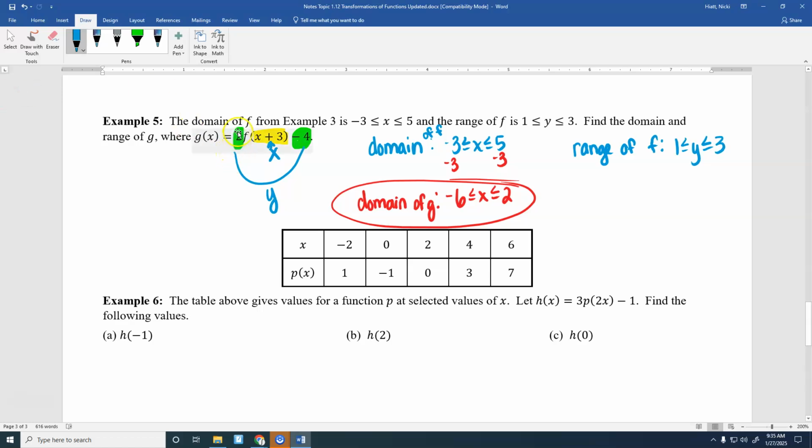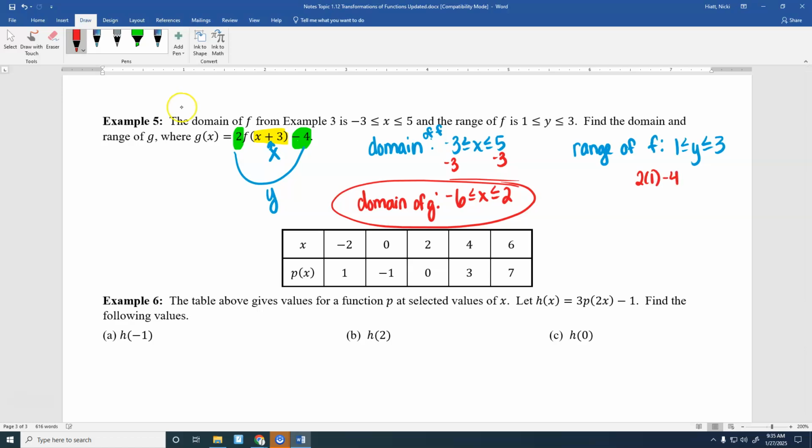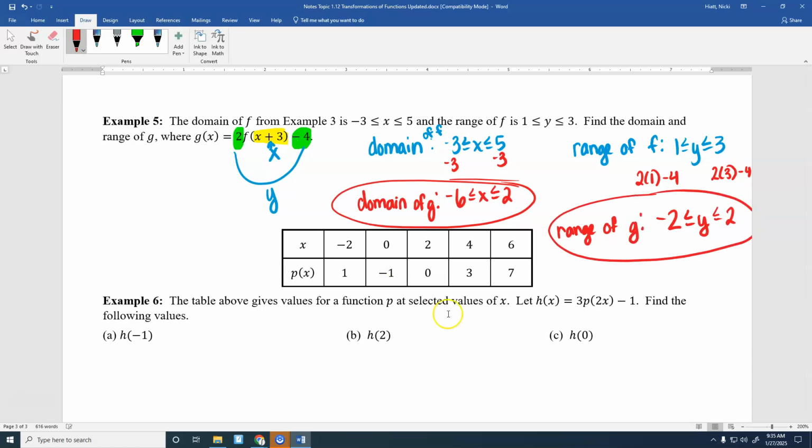And what's happening here is I have a dilation by a factor of 2, which means I'm multiplying my y coordinates by 2. And I'm also shifting them down 4. So these numbers need to be multiplied by 2 and have 4 subtracted from them. So I'd have 2 times 1, and then I'd subtract 4. That will give me -2 for that lower value. And then over here, I'd have 2 times 3, and then I'd subtract 4. That will give me +2 for my upper value. And so this would be my range of g, of that transformed function. So that would be domain and range there.